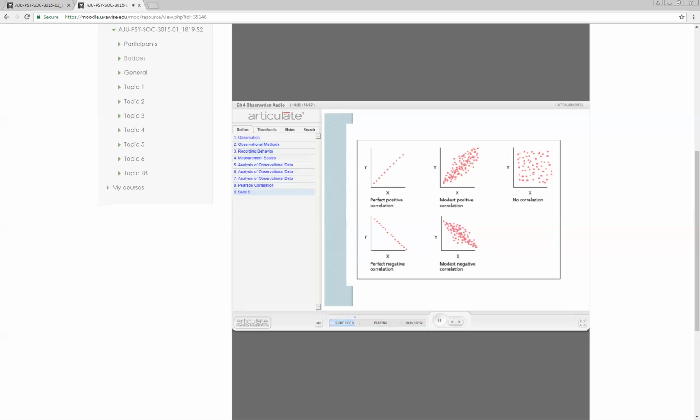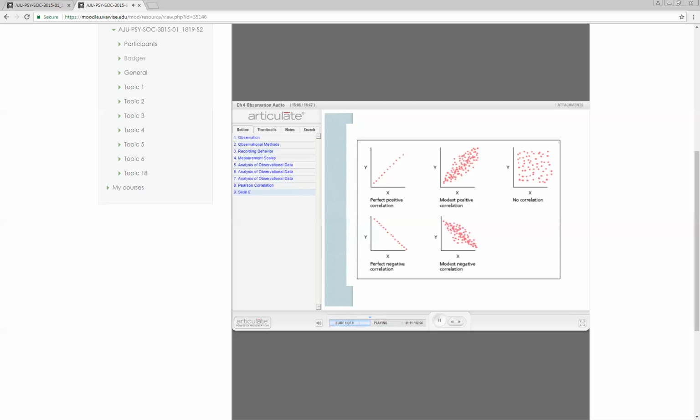If we look at the top left graph, what we have is a perfect positive correlation. Since it's positive, we know it's a positive number. Since it's perfect, we know it's 1. So what this tells us is people with lower SAT scores have lower college GPAs, and people with higher SAT scores have higher college GPAs.